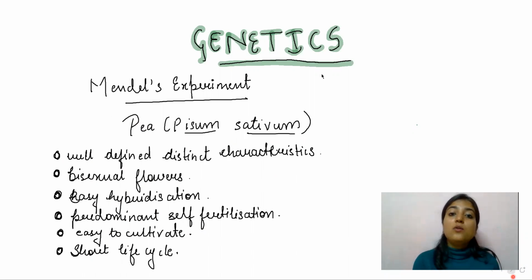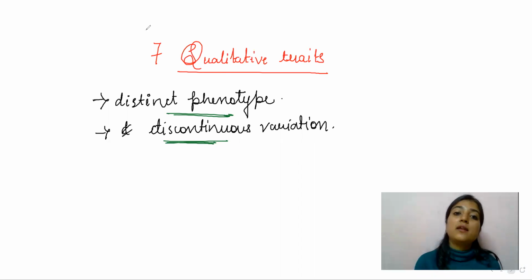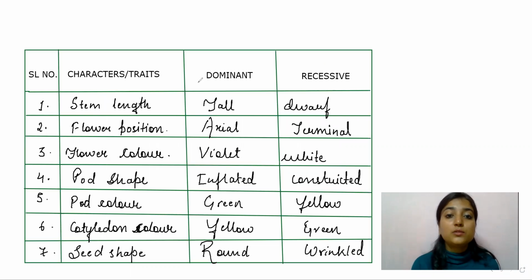Now, Mendel took 7 qualitative traits. What are qualitative traits? Qualitative traits are those which can be classified into distinct phenotypes, which gives discontinuous variation. Fine. Now, Mendel took 7 contrasting characters or qualitative traits. The characters were stem length, flower position, flower color, pod shape, pod color, cotyledon color, and seed shape.